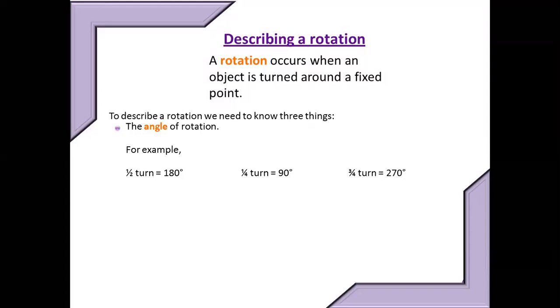Guys, when we talk about a half turn, it means 180 degrees. A quarter turn, we talk about 90 degrees. Three-quarters, we talk about 270.